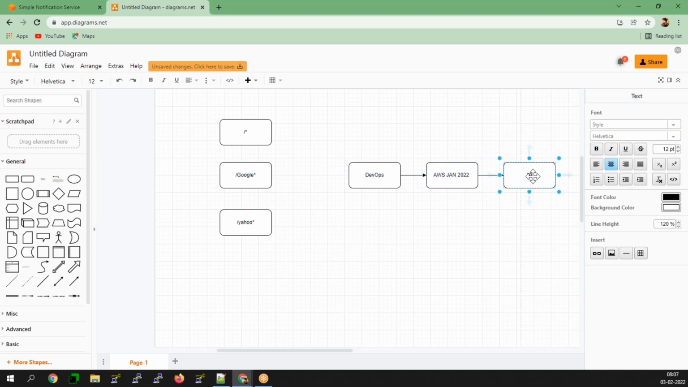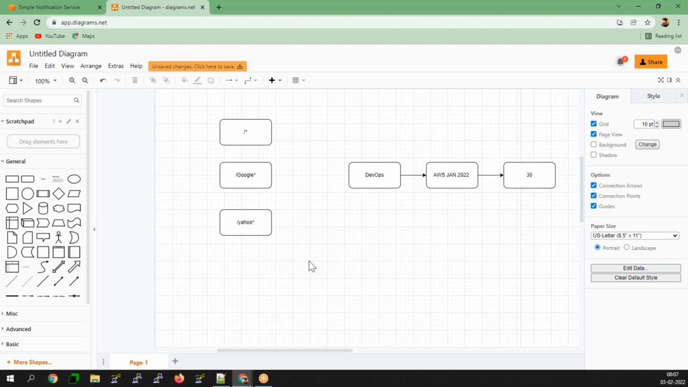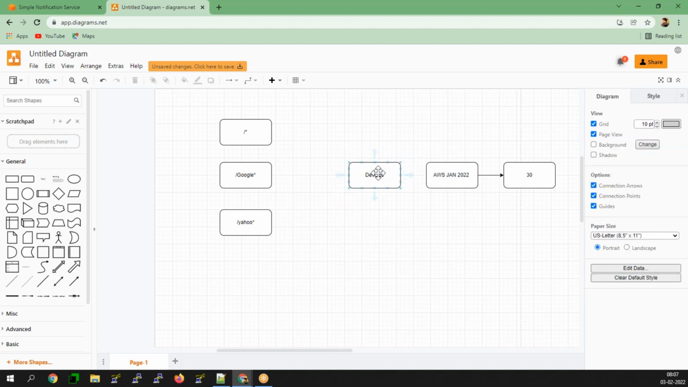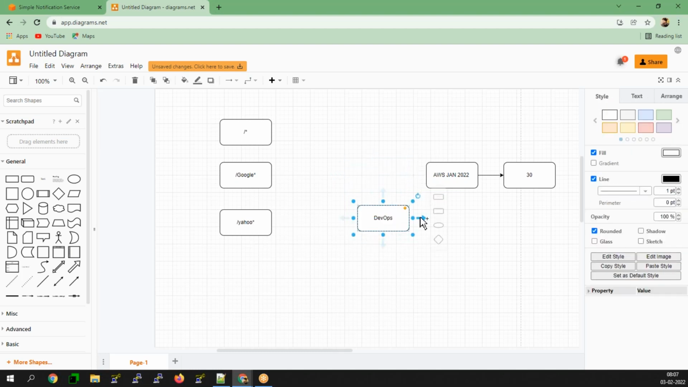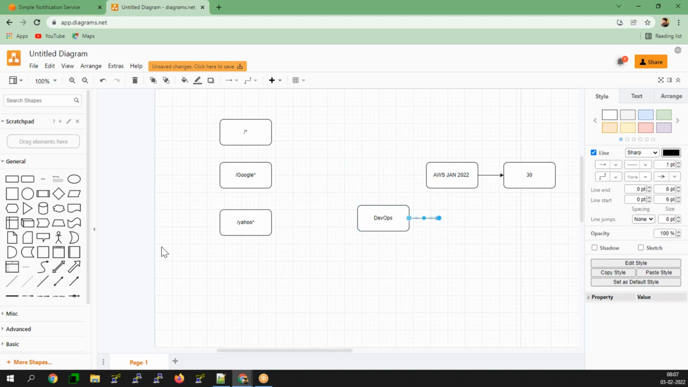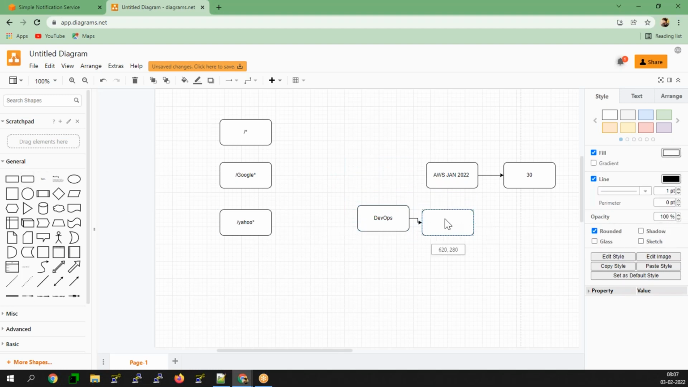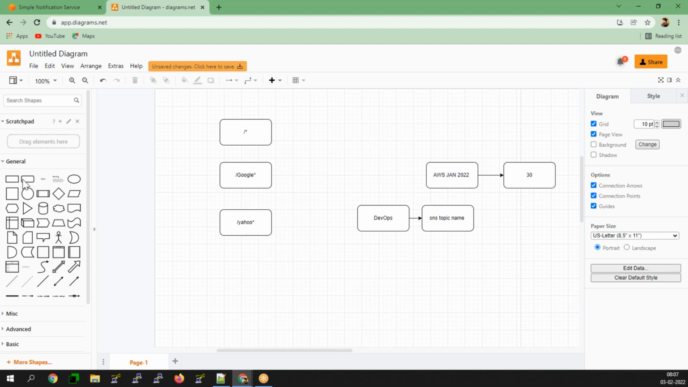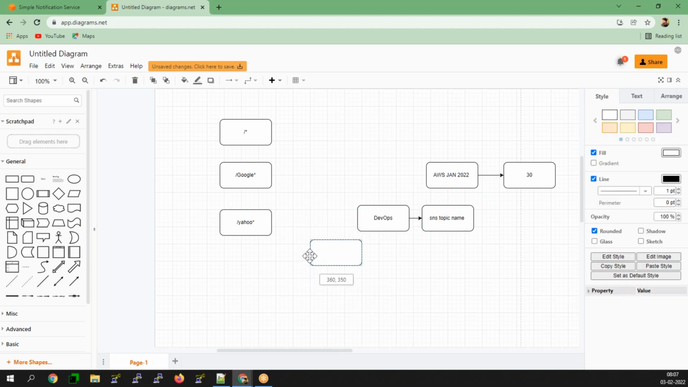Similarly, what you are going to do is create a DevOps SNS topic, named as your respective name. So here, with this DevOps target topic name, you are going to add a subscriber.